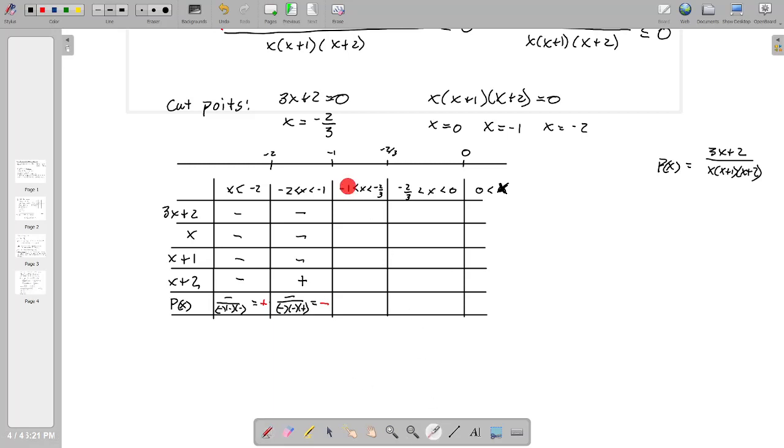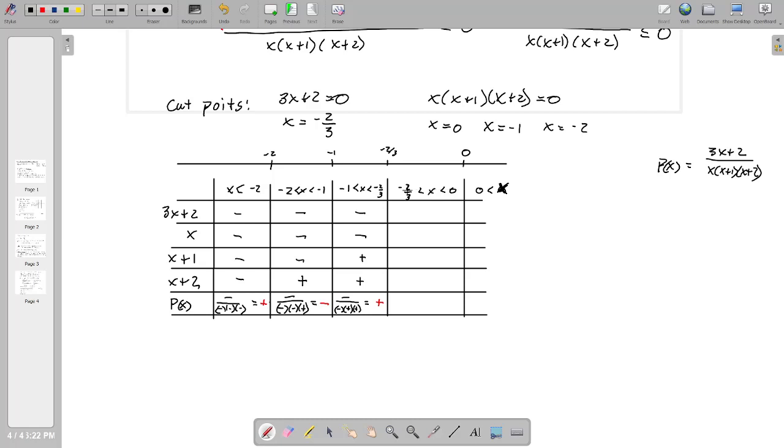Now for checking between -1 and -2/3, we can use -9/10. This will be a negative number still. You can check these yourself. -9/10, of course, makes this negative. -9/10 will make this positive. And -9/10 will make this positive. So we would have a negative in the numerator, and in the denominator a negative and 2 positives. So we would end up with a negative divided by a negative times a positive times a positive, which is going to be a positive number. You have a negative numerator, a negative denominator, that gives us a positive.